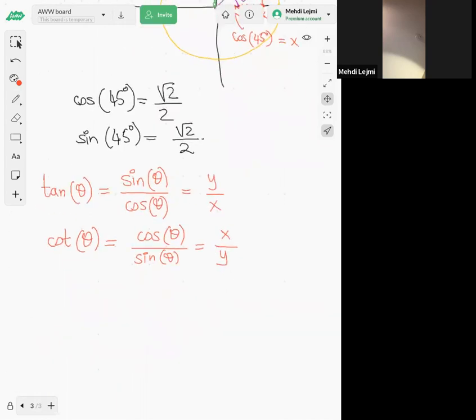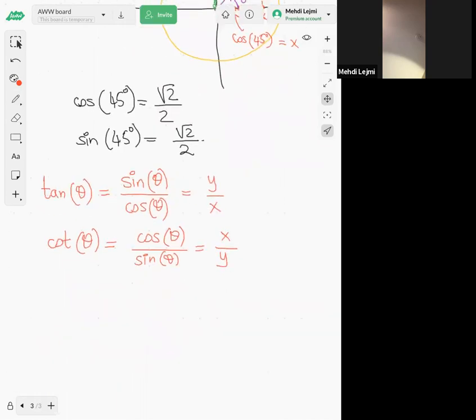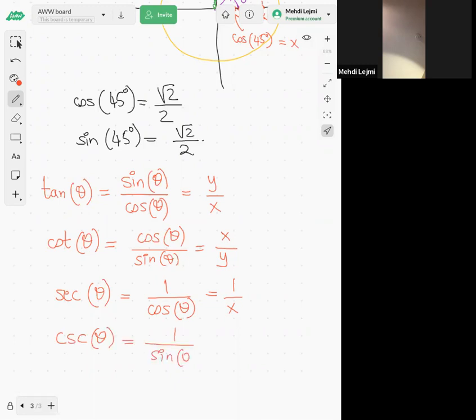You can also define the secant of theta. Secant of theta is actually 1 over cosine of theta. So that's 1 over x. And there is also cosecant of theta. And that's by definition 1 over sine of theta. So that's 1 over y.